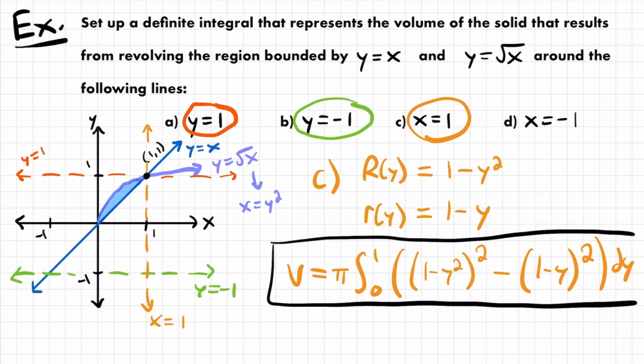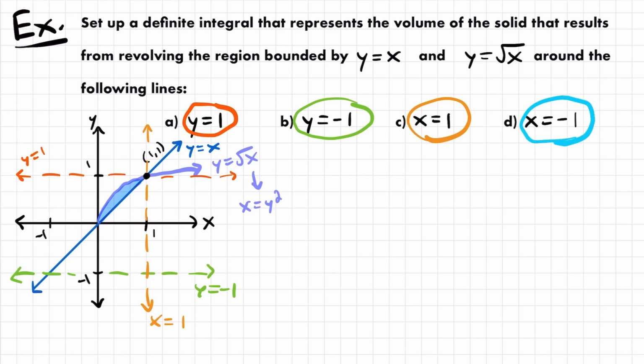equals -1. All right, so now we're going to look at x equals -1. X equals -1 will be located right here on our graph. Okay, so this is the line x equals -1. And this line, just like x equals 1, is parallel to the y-axis, and so once again, we are going to be working in terms of y. And so for part D, we are going to be looking for an outer radius, capital R of y, and an inner radius, small r of y.